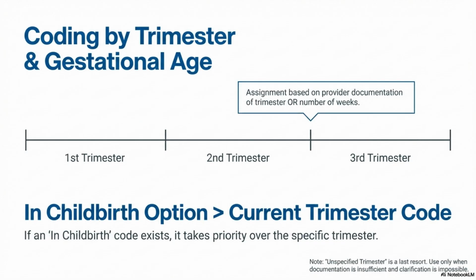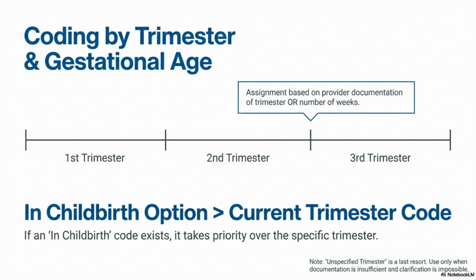Next, let's talk about trimester-based coding. Chapter 15 uses trimester or completed weeks of gestation to determine the correct code. You can assign the trimester based on either the provider's documentation of trimester or the number of completed weeks. The trimester definitions follow standard cutoffs. First trimester, less than 14 weeks. Second trimester, 14 to less than 28 weeks. Third trimester, 28 weeks until delivery.